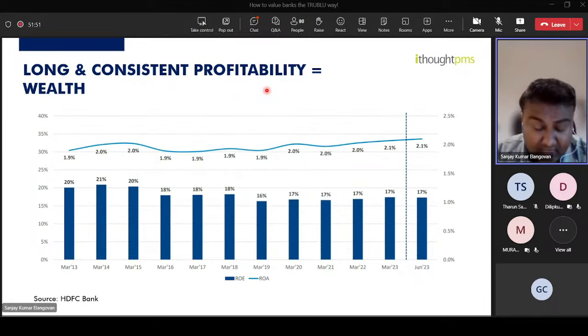This is a slide from HDFC Bank's recent presentation where they show their moat or their might. Across a 10-year period, their ROA has been consistent at 1.9 to 2.1%. In simple terms, this is what creates wealth in the markets if you're able to sustain the ROE long enough and consistently.